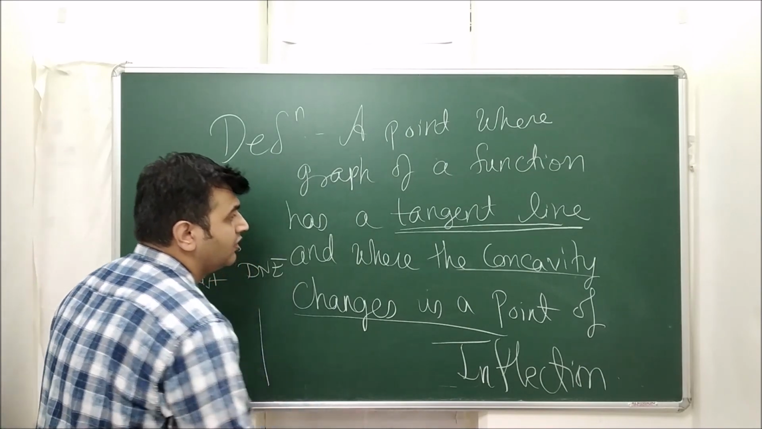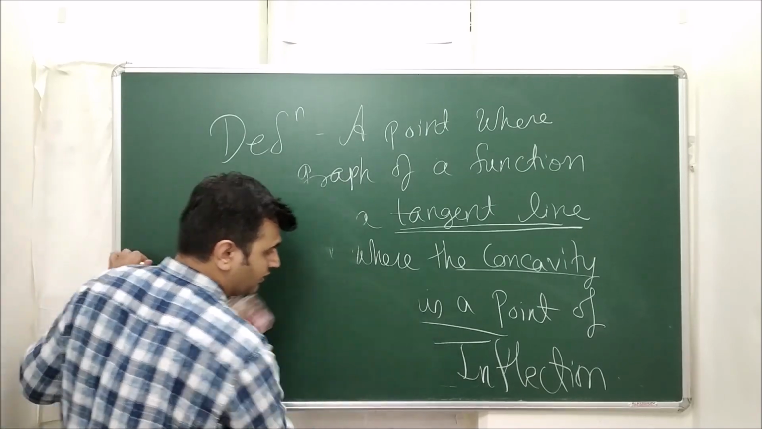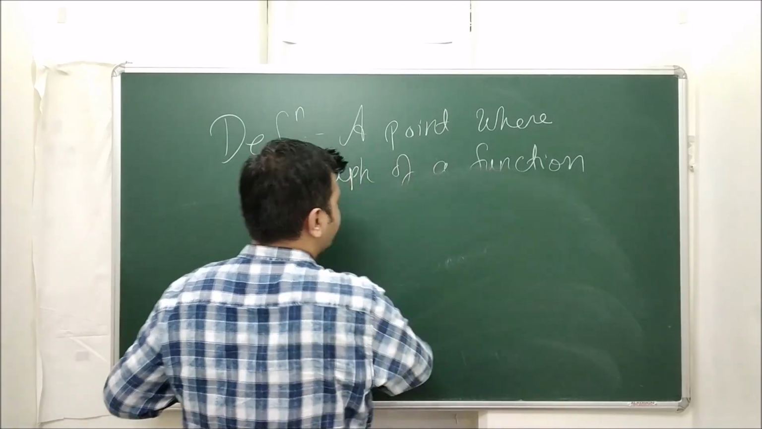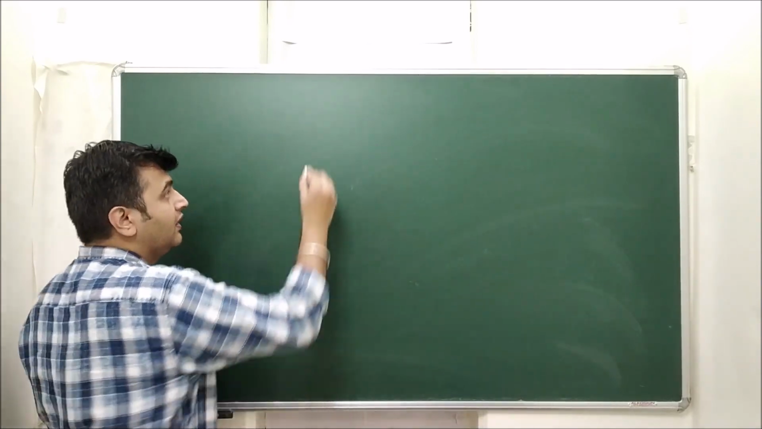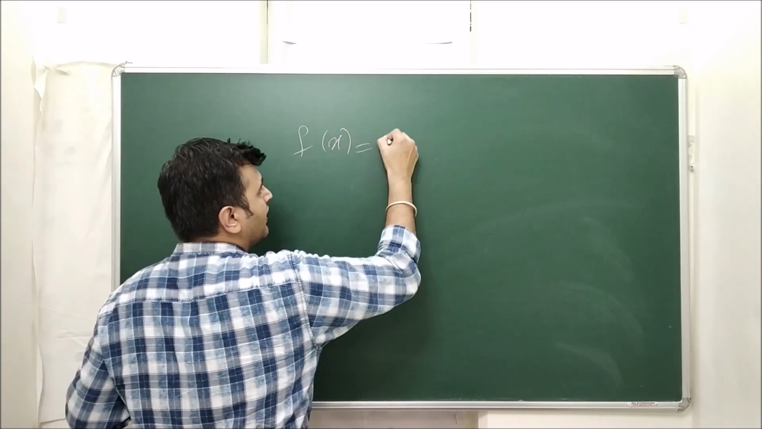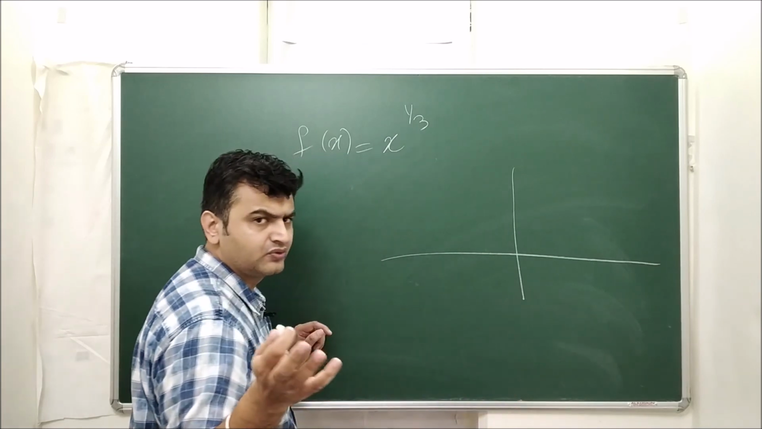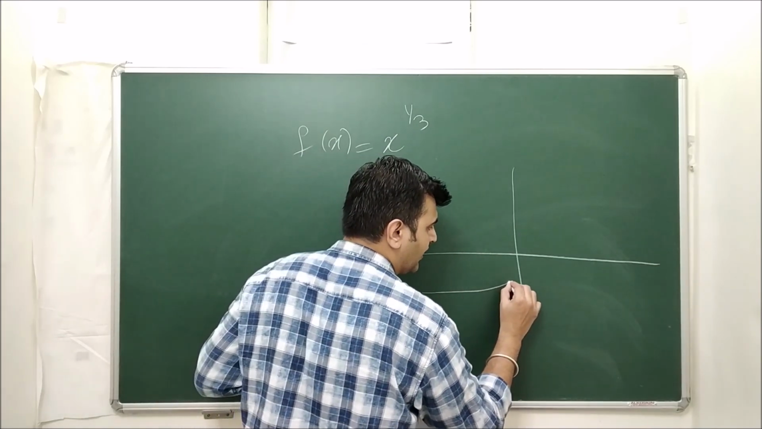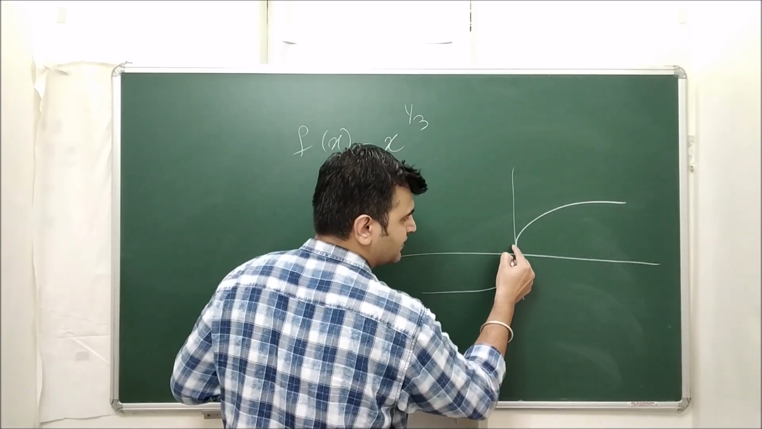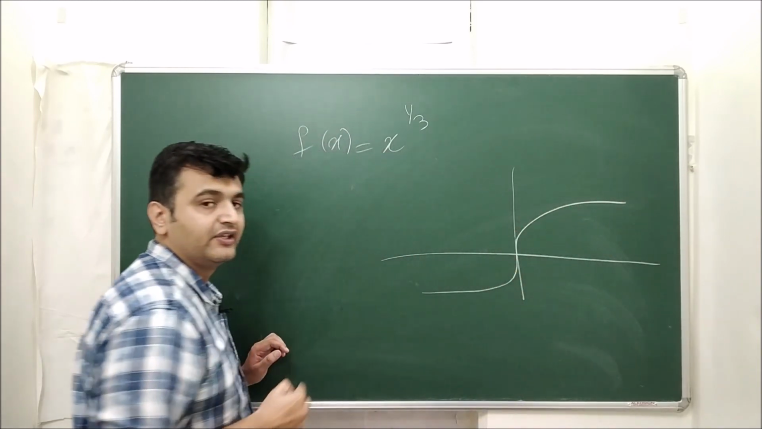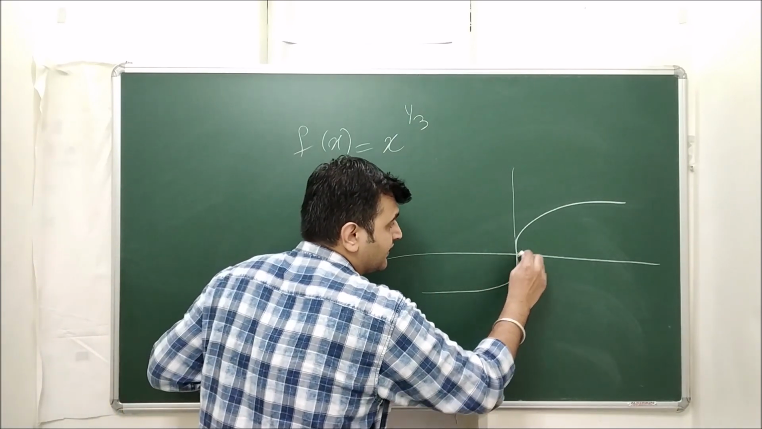Let me give you an example so that it will be more clear. If I take the function f of x equal to x raised to 1 by 3, those who don't know the graph can use GeoGebra or any software they wish. At 0 you have a kind of vertical line. This is the graph of x raised to 1 by 3. Now at 0 you can see the vertical line is the tangent line.